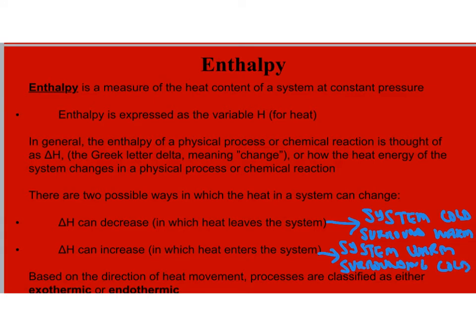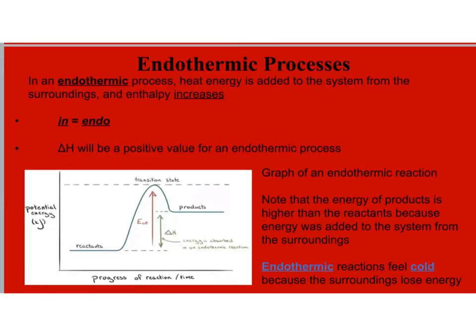The other thing on this slide that's really important is this definition of the terms exothermic and endothermic. Based on whether the heat goes in or out, we classify a process as being exothermic or endothermic. So in an endothermic process, energy is added to the system. This means that delta H is positive. Okay, it's energy in. You can remember this because "in" and "N" for endo sound alike.